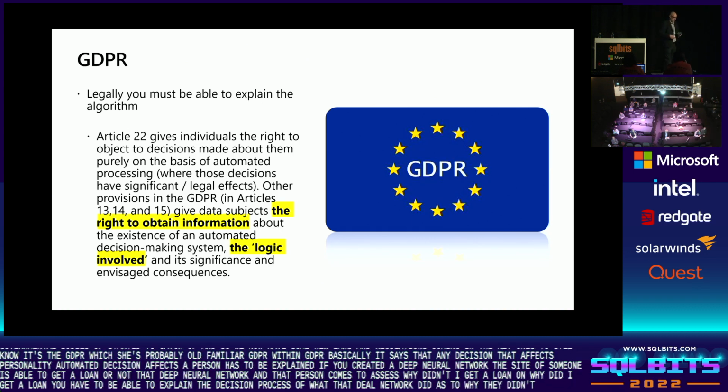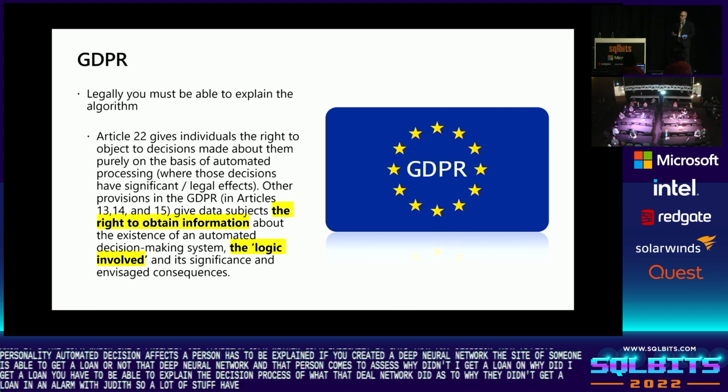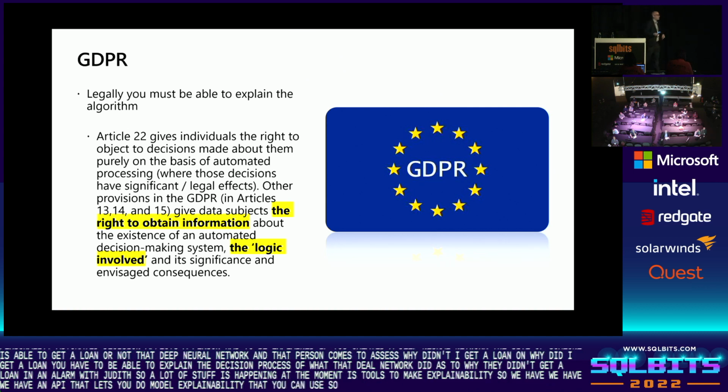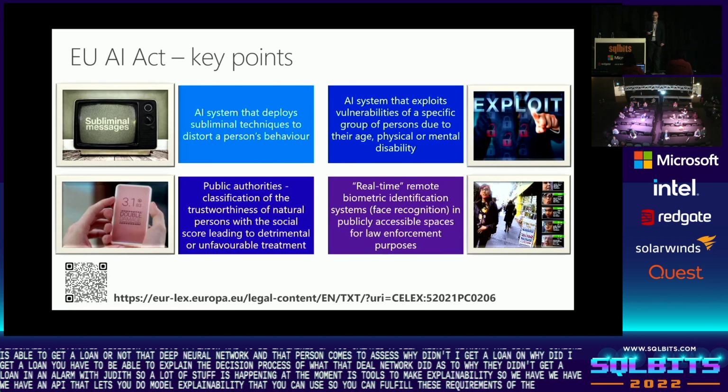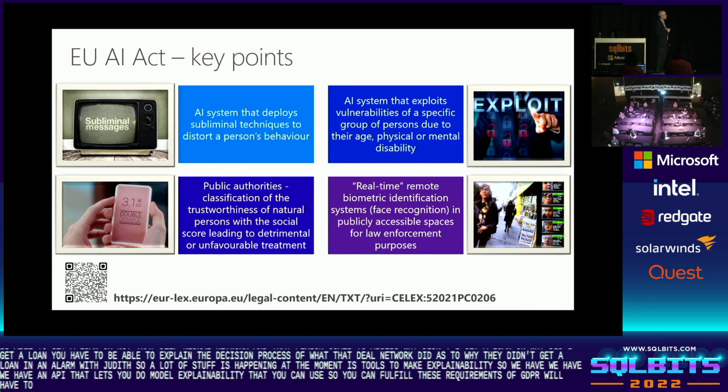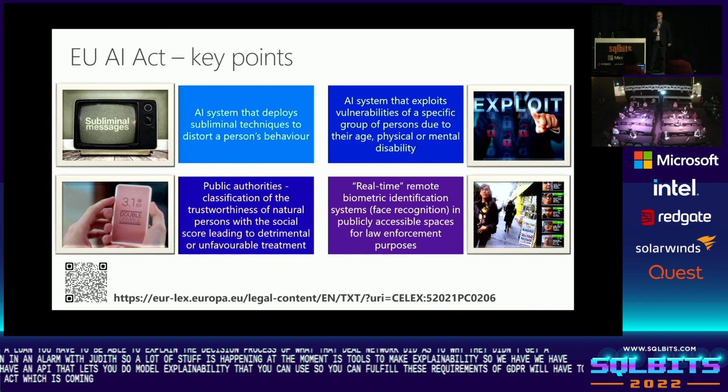In line with GDPR, a lot of the stuff that's happening in data science at the moment is tools to make explainability. So we have an API that lets you do model explainability that you can use, so you can fulfill these requirements of GDPR. We also have the EU AI Act, which is coming along. If you want to read it, there's the URL at the bottom. It's only 45,000 words, so nice light reading you can do over lunch.